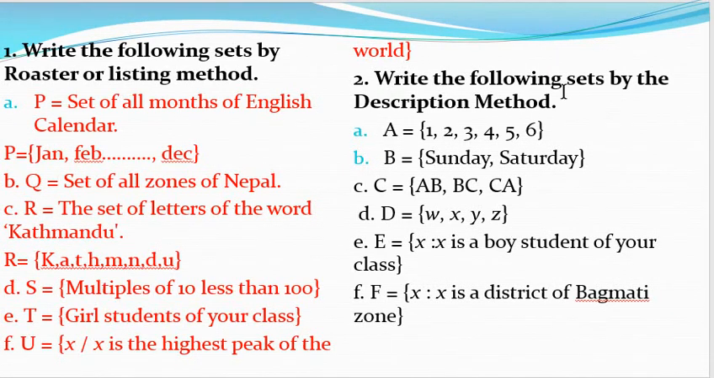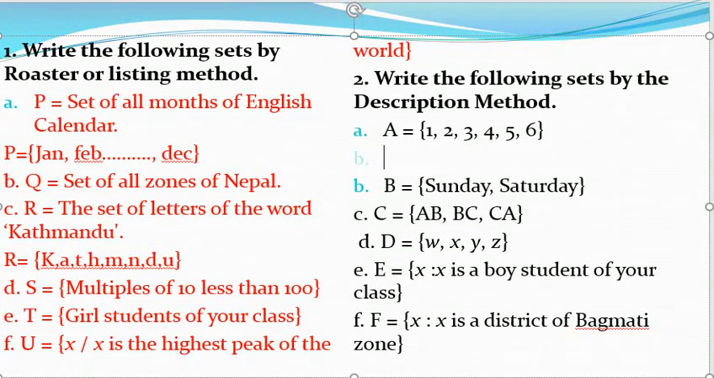Okay, so write the following by the description method. Now, 1, 2, 3, 4, 5, 6. This, how will you describe it?